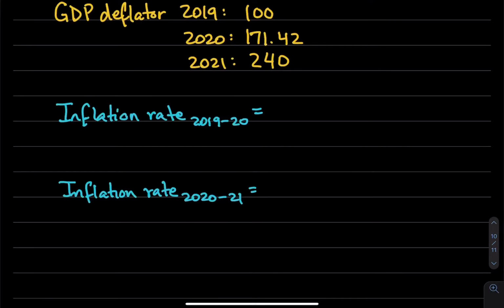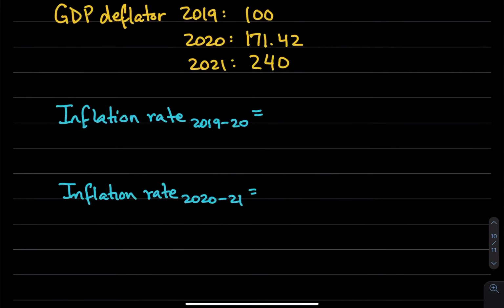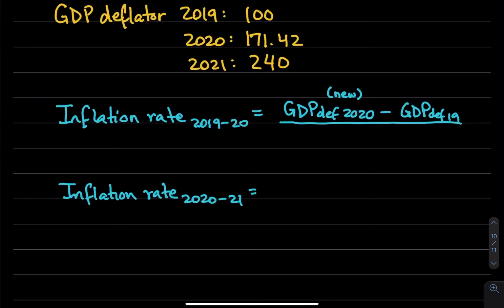Now this says inflation rate between 2019 and 2020 is going to be the GDP deflator in 2020, which is the new value, right? So I'm going to write in brackets, this is the new value, minus GDP deflator in 2019 divided by the GDP deflator in 2019 times 100%. And this is a percent. Inflation rate is always going to be a percent because it's reflecting a percentage change in the price index, okay?